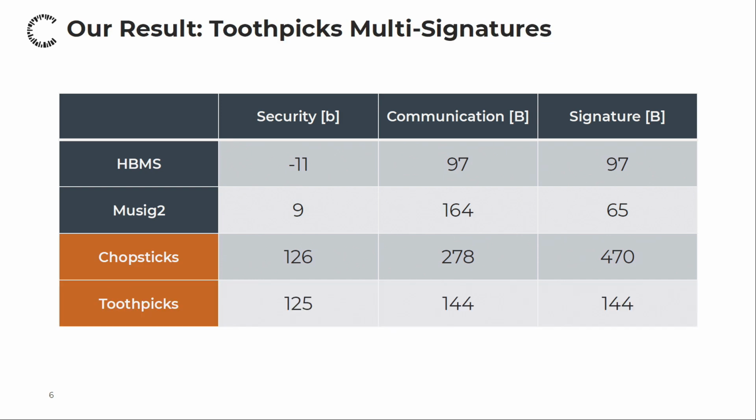This year at Eurocrypt, we present Toothpicks. So Toothpicks is like Chopsticks, but smaller. It has 125-bit of security if we use the same assumptions as before. And you see that the communication per signer and the signature size are much, much smaller now. In particular, if you look at the communication per signer, then it's even smaller than for Music 2.